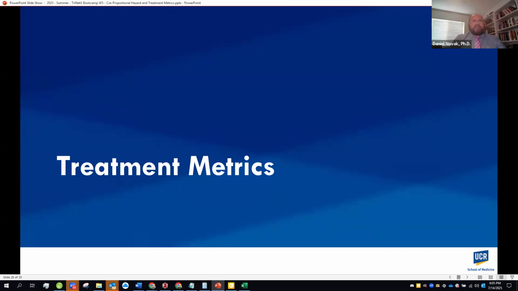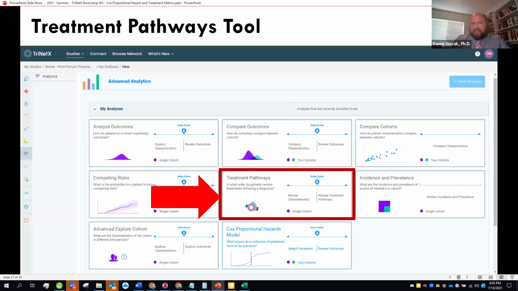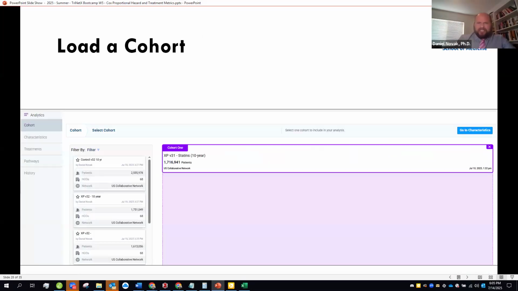Let's take a look at treatment metrics. This is another really valuable tool that I think answers a lot of questions that both patients and journal reviewers might ask you about studies that you're working on, particularly related to specific kinds of procedures and medications. The treatment pathways tool is right in the middle of the TriNetX tool belt, but it's kind of a little bit slept on. People don't use it as much in the published research as I think it warrants, because it answers a lot of questions that people will ask. So let me tell you a little bit about how to use it.